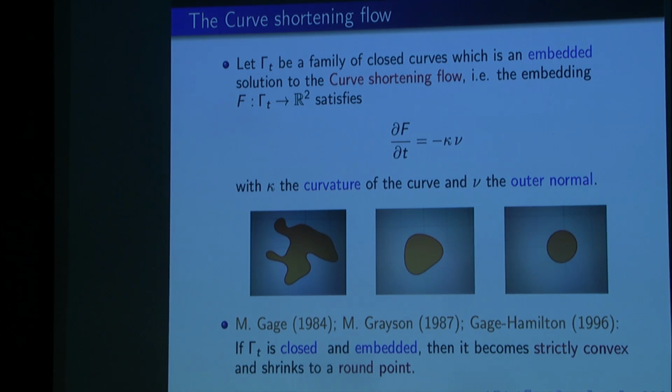Non-convex curves become convex, so eventually they become circular. Okay? All right. Now again, if you take any singularity and rescale around it, you will end up with an ancient solution. Here we understand the singularity quite well.